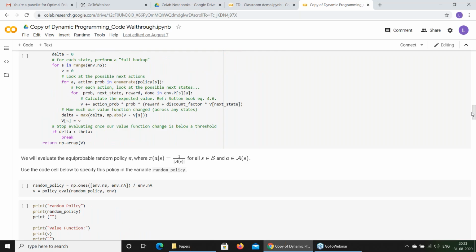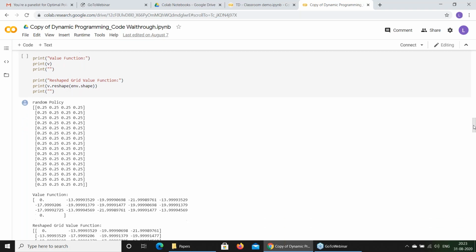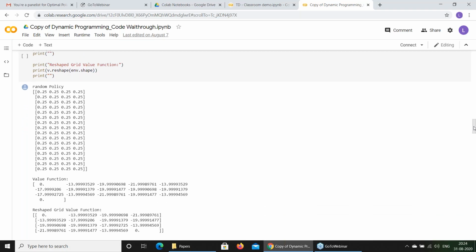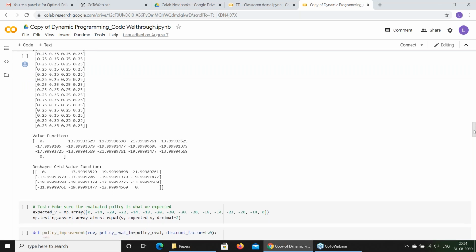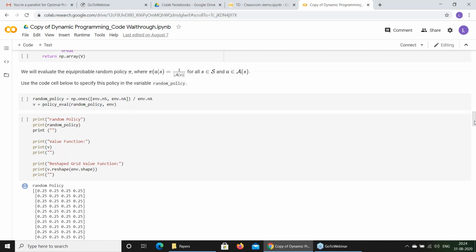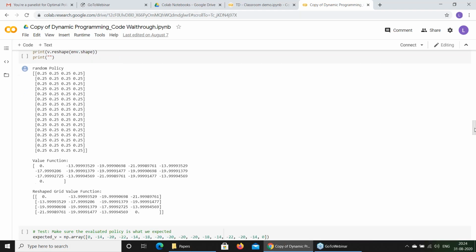Then we start with the random policy. Initially, at every state with a random policy, being at the first state, there is equal possibility of going left, right, up or down. Equal probability is there everywhere it can go. Then the value function is calculated after n number of iterations, and it has stopped here based upon theta, because the difference between this and the previous value is lesser than theta.